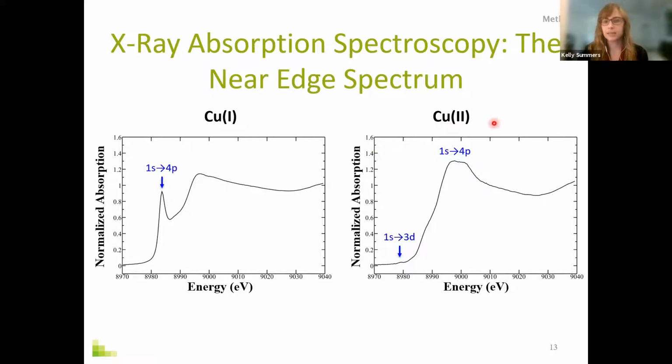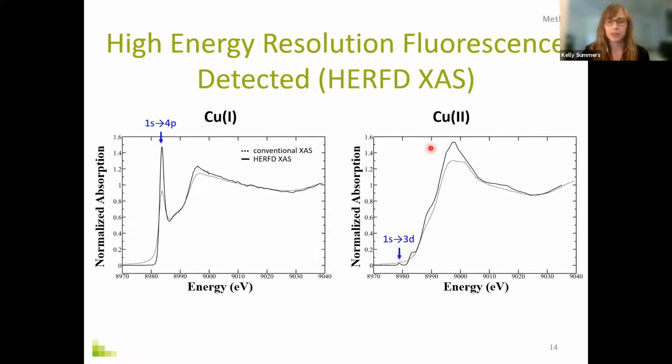On the right-hand side is an example of a copper 2 spectrum. In this case, there are typically fewer sharp, distinctive peaks in the edge. One of the key components is the 1s to 3d transition, which is actually really small down here. You kind of have to take my word for it in some of these spectra, as well as the main edge here, which is the 1s to 4p transition as well.